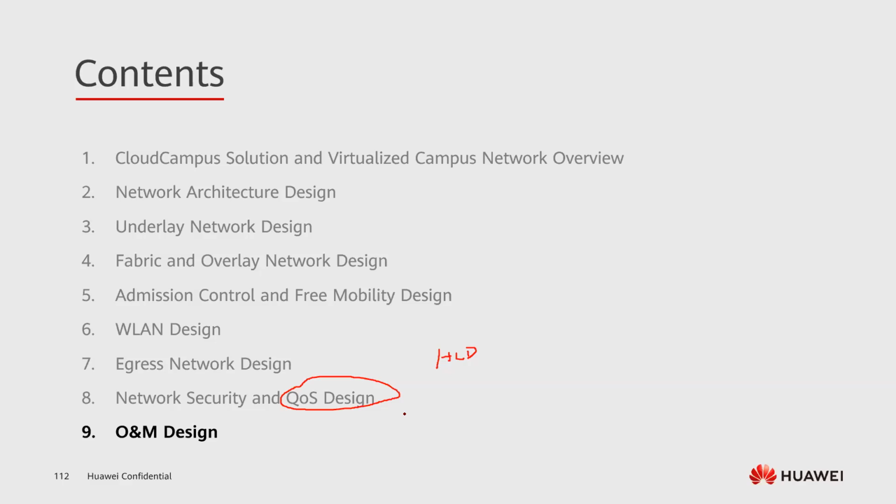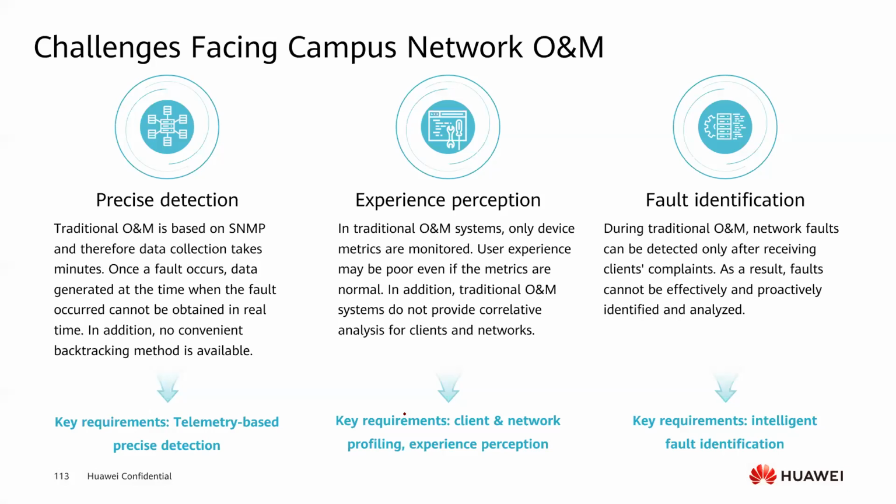Okay, and the final part is about the operation and maintenance design. For the operation and maintenance, you also need to meet a lot of challenges, such as telemetry-based process detection: detect when the fault occurred, what has happened, and the location of the fault.